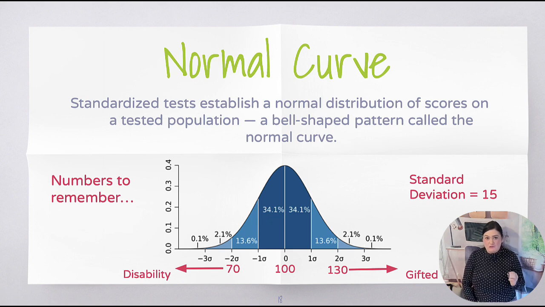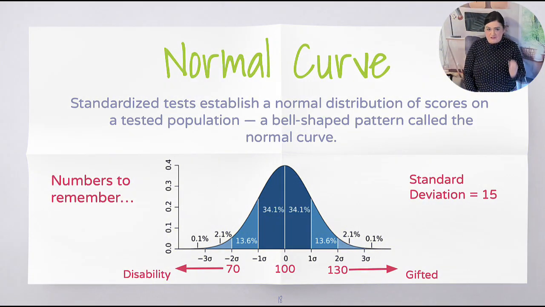Okay, so let's look at a normal curve. This is the normal curve on standardized tests. They establish a normal distribution of the scores, right? That's the normal curve there on a tested population, a bell-shaped pattern, which we already know we call the normal bell curve results. So what I'm getting at here is, let's talk about the intelligence test, the IQ test. The normal score is 100. Right? So you're considered average if your IQ is rated at 100 points.